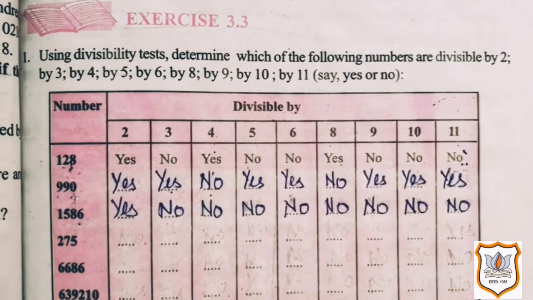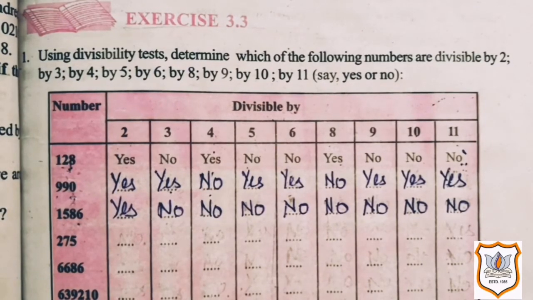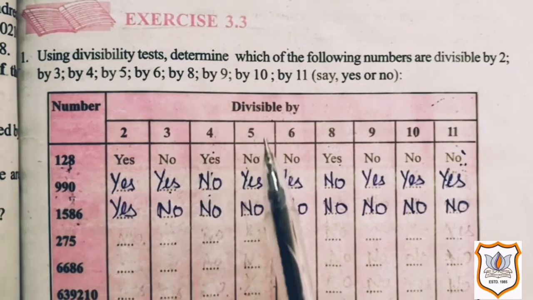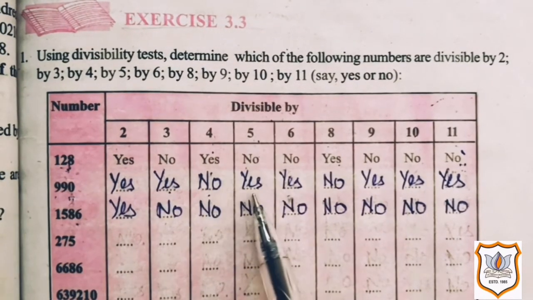Divisible by 5. As per the rules, the unit digit must be 0 or 5. Then only the number is divisible by 5. Here the unit digit is 0. So the number is divisible by 5. And we will write yes.